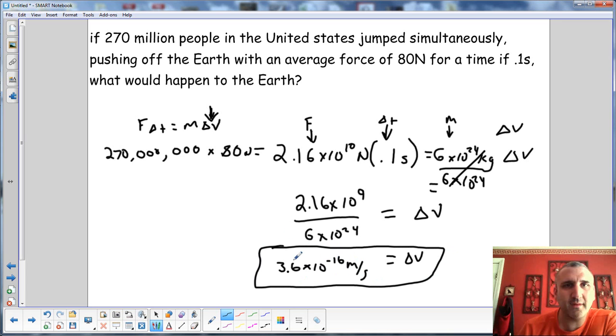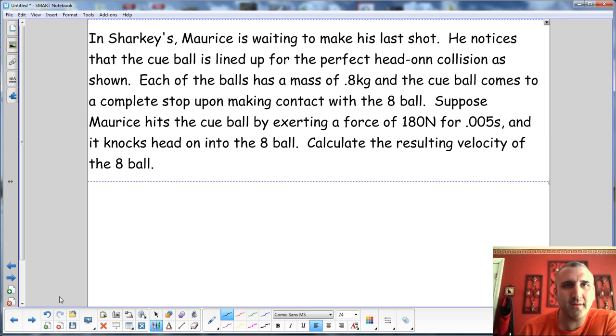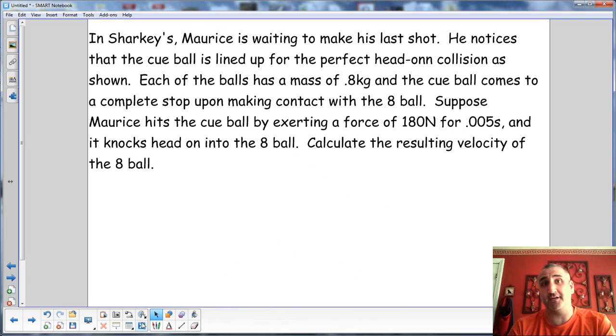Next question. This is actually what I really wanted us to focus on, because now we're finally dealing with collisions. Sharkies. This is funny, the guy who wrote this is from Massachusetts, so that's why you've seen problems from the Fleet Center with Paul Pierce, and stuff in the Museum of Science. Sharkies is actually a pool hall in Worcester. I used to go there when I was your age.